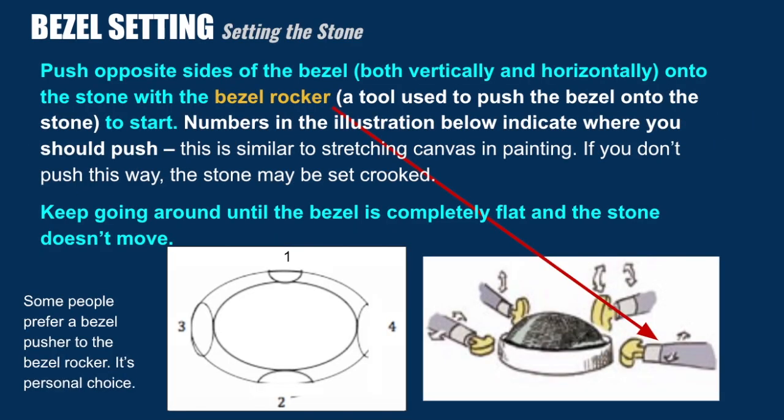When you set the stone, you should go in opposite sides in a cross-like pattern. See the numbers on the diagram on this slide so you understand what I mean. You can use either the bezel rocker or the bezel pusher to do this. Either way, you would continue to push down the bezel until there are no gaps evident between the stone and the metal of the bezel.